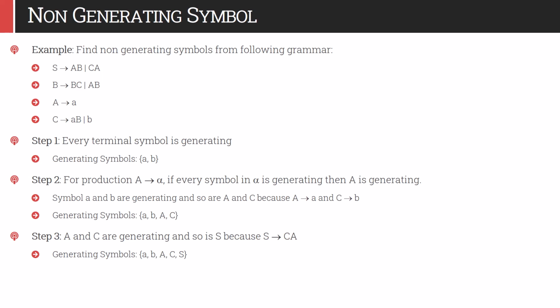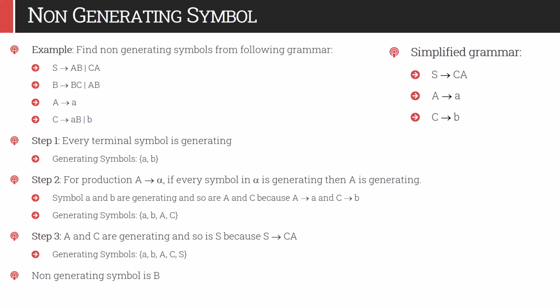Then let us check for the second production of B, that is B derives capital A, capital B. So again capital A is generating, but we don't have any idea about capital B because it is not part of the generating symbols. So ultimately B is not generating, and hence we should remove the production of B from the grammar. Okay? So the non-generating symbol is B.